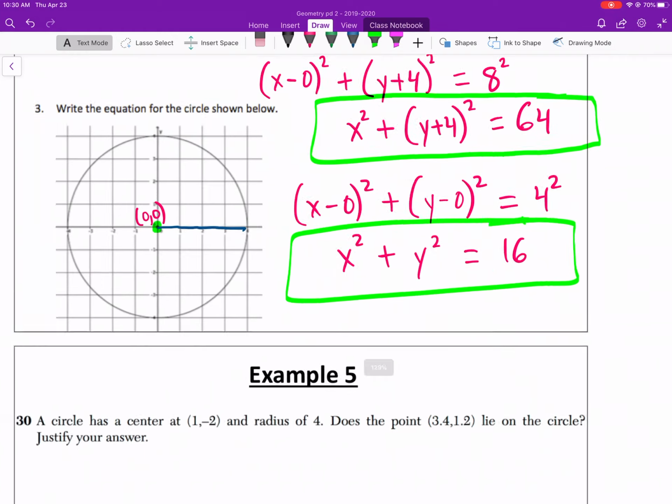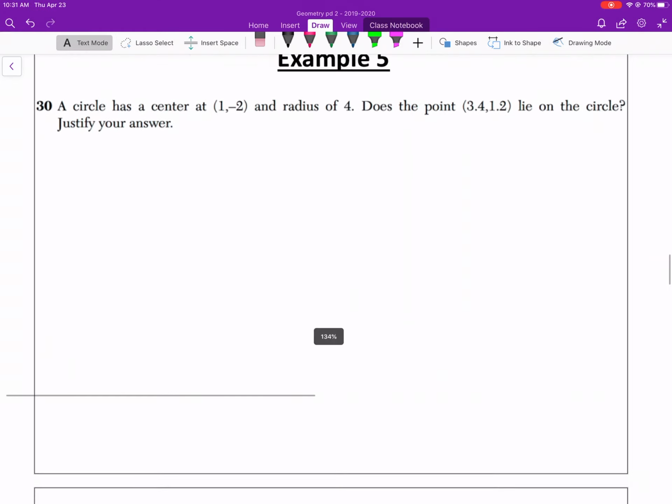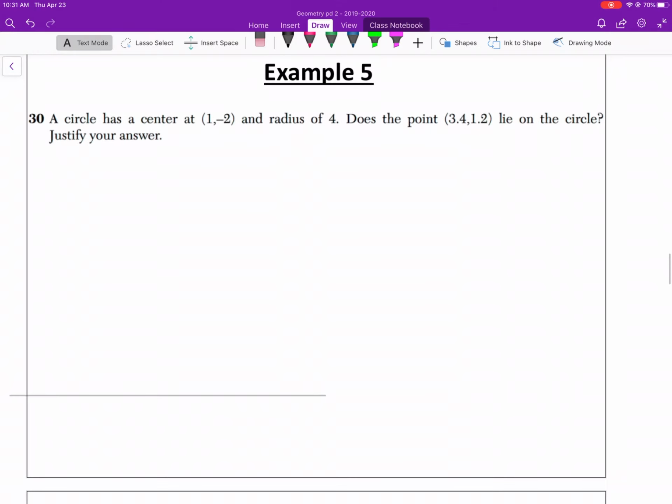All right. Example 5. This was a 2-point question on a Regents pretty recently. A circle has a center at 1, negative 2. So once again, the center is HK. And a radius of 4. Does the point, so some random point on the circle, x, y, lie on the circle? Justify your answer.